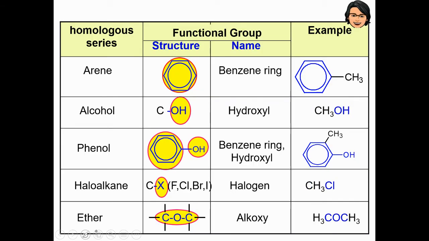Now let's look at this, what is special about this. I want to highlight arene and phenol. For homologous series arene and phenol, both of them contain a benzene ring. Benzene ring is the name of the functional group. If we mention phenol as a homologous series, it is referring to the whole thing here. But if we are referring to the functional group, then we have to break it up into both: one is benzene ring, another one is hydroxyl. Okay, then we go for another one.